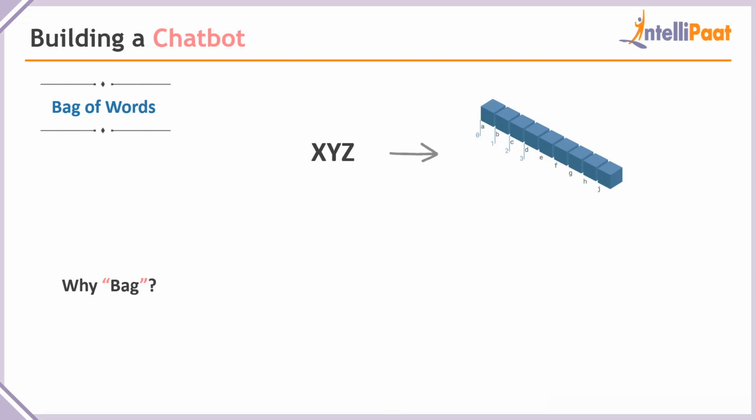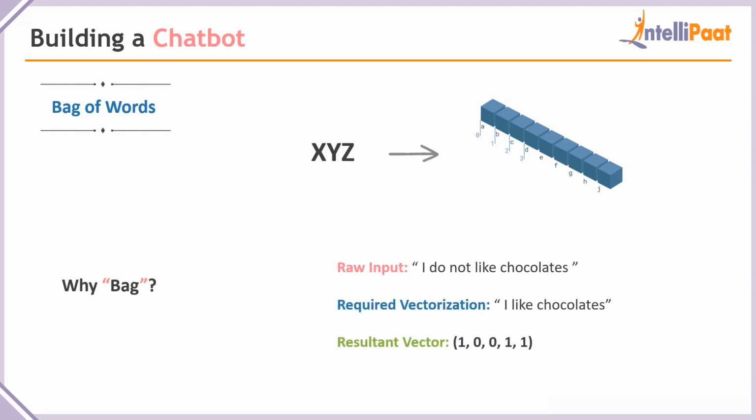And now coming into how it is basically processed. Let us take a raw input, and this raw input is something like a sentence which says, I do not like chocolates. Of course, there's not a lot of us who do not like chocolates, right?